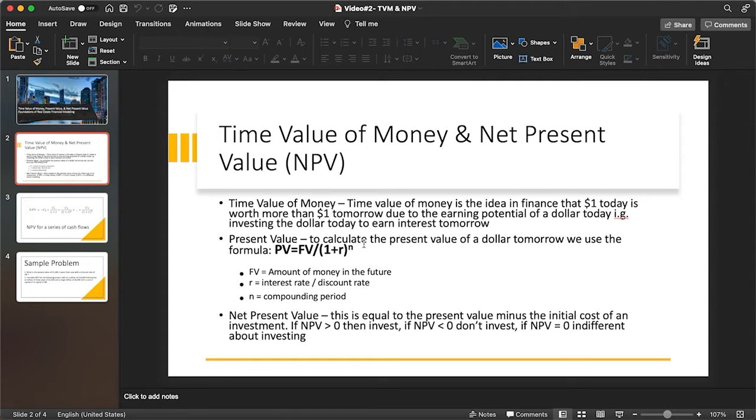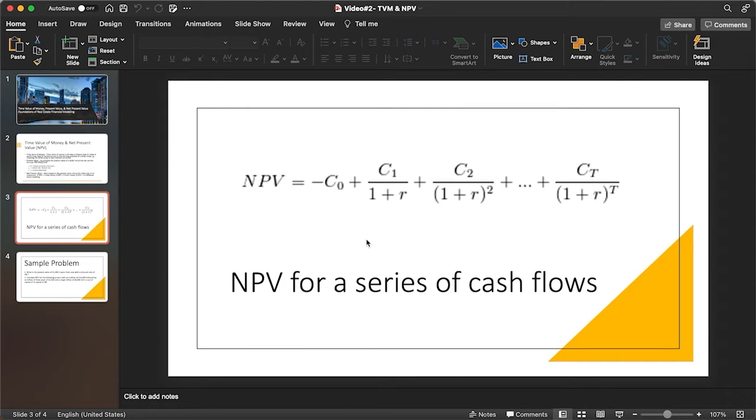With that, we jump into net present value. This is equal to the present value of all your cash flows. In finance, if the NPV is greater than 0, then it's something that we would like to invest in. If it's less than 0, then we would not want to invest in it. And if NPV equals 0, then we would be indifferent about investing. The formula for NPV, as I said, is the summation of all of your future cash flows, which is this section right here, minus your initial cost or investment to get these cash flows.